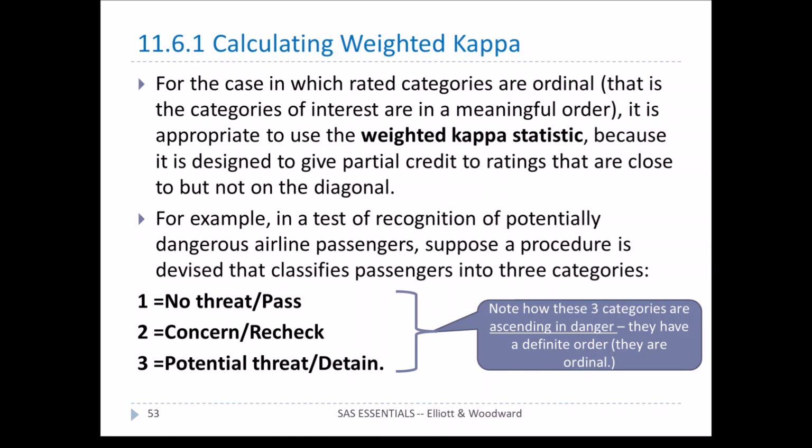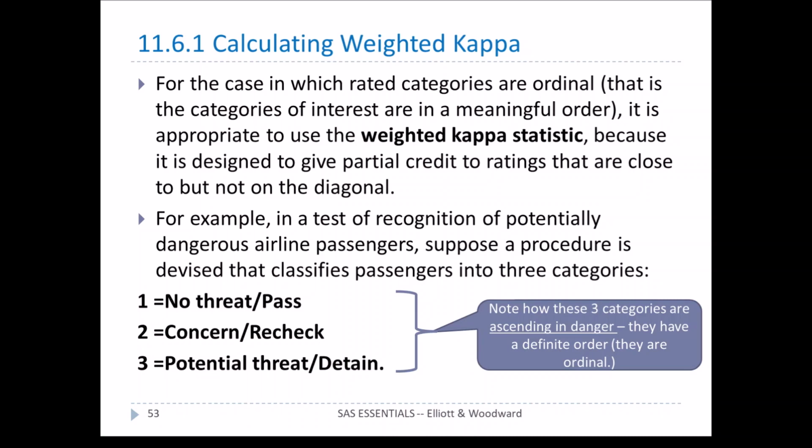All right, there's also another way of calculating Kappa, and that's called a weighted Kappa. In the previous case, the categories that we were looking at were non-ordered. That is, the psychology, neurological, organic, those that had no order to them. But sometimes our categories do have a meaningful order to them. And in that case, we have to do a slightly different Kappa test called the weighted Kappa. For instance, in a test of recognition of potentially dangerous airline passengers, suppose a procedure is devised that classifies passengers into three categories. 1 is no threat, 2 is of a concern, and 3 is a potential threat.